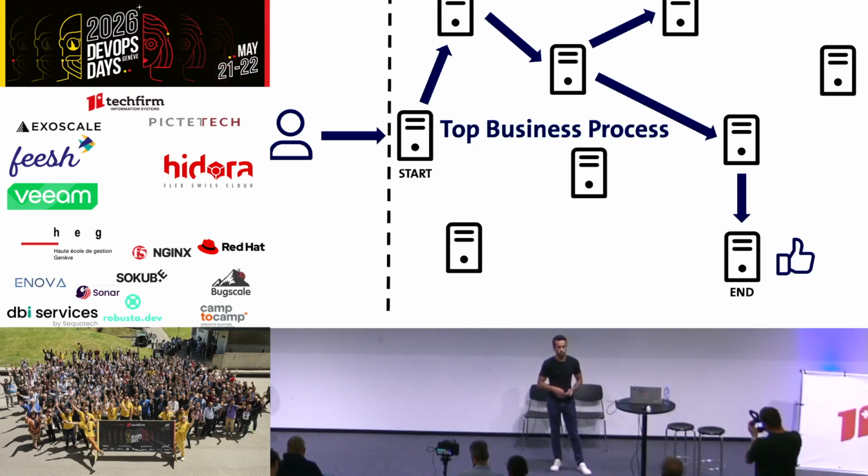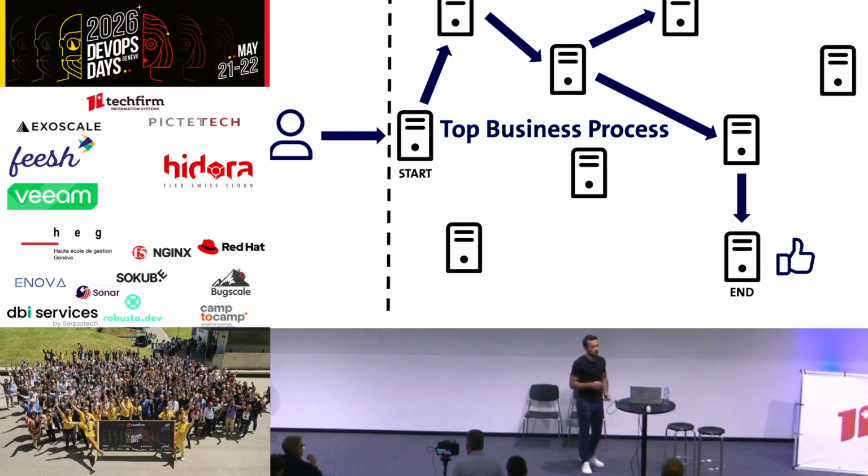For example, new customer joins Swisscom is TBP number 1. You have buy new mobile subscription. You have also top business processes for B2B, for example, Sunrise renting some fiber access on some line, anything. And Swisscom is mostly interested in monitoring those. They want to know if the top business processes are working or not.